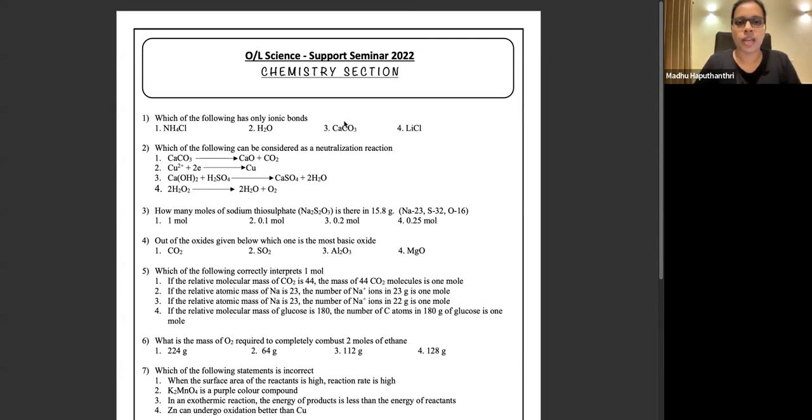So first question is telling which of the following has only ionic bonds. So when it comes to this question, there's a certain special word that you should be paying attention to. I'm asking for the ionic bonds. That is true, but there's a special concern, right? Special concern is there. You have to select the compound which is having only ionic bonds.